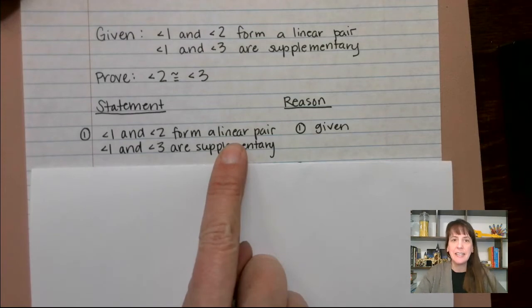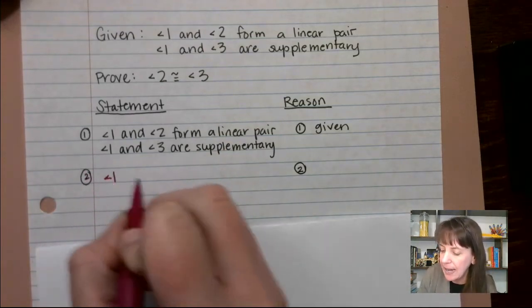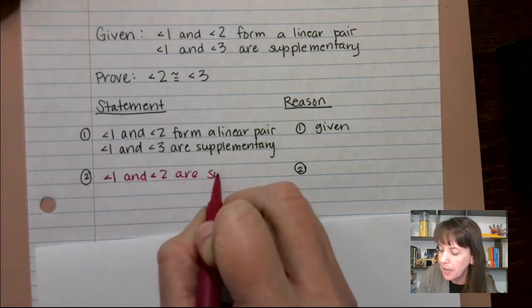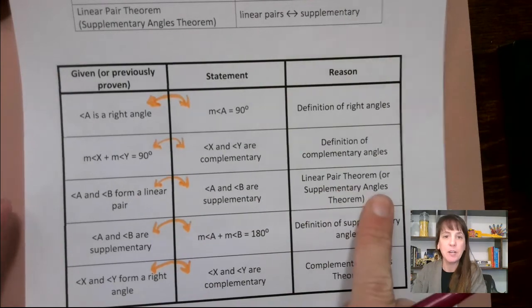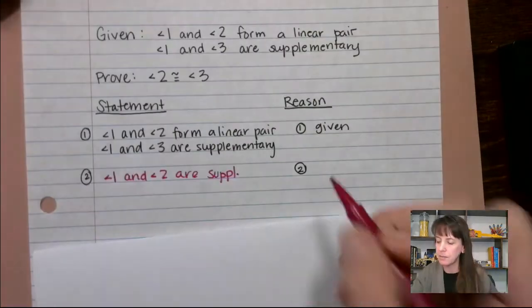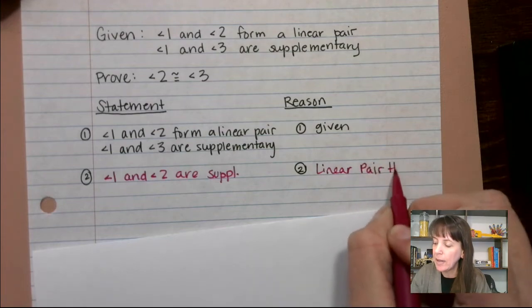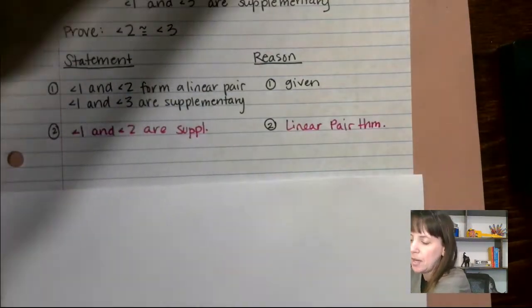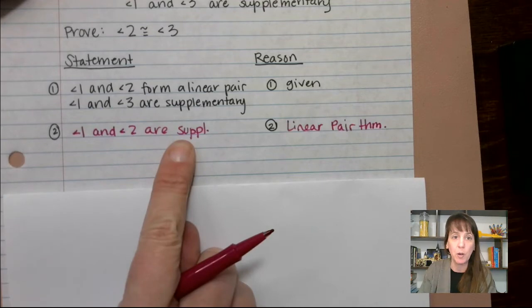So I see that linear pair right there. So what I'm going to write then is angle 1 and angle 2 are supplementary. Okay, and I'm able to say that because of the linear pair theorem, or you can call it supplementary angles theorem. So linear pair theorem. Okay, now that I've said that, you can see that I have two things here. I have angle 1 and angle 3 are supplementary, and angle 1 and angle 2 are supplementary.